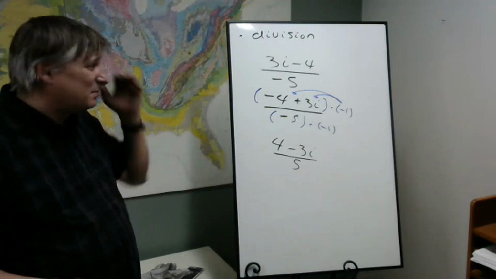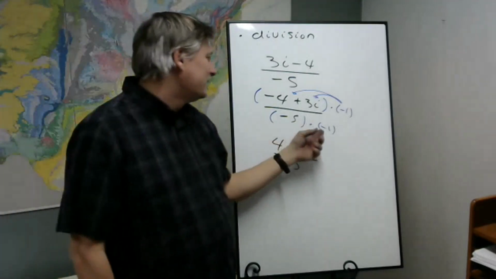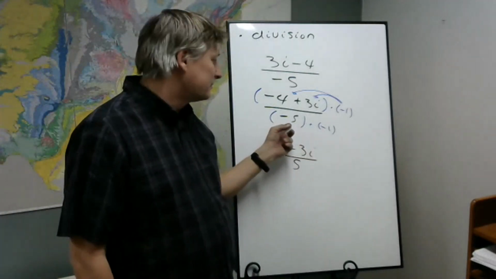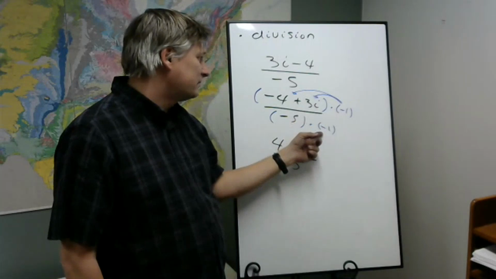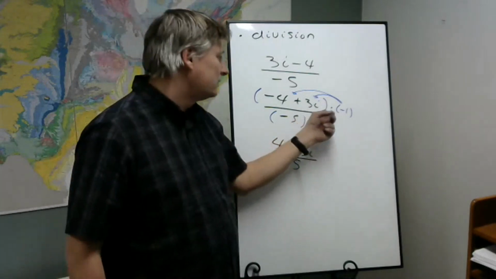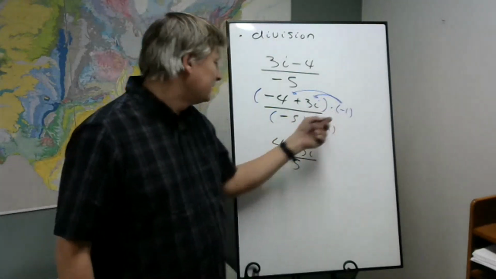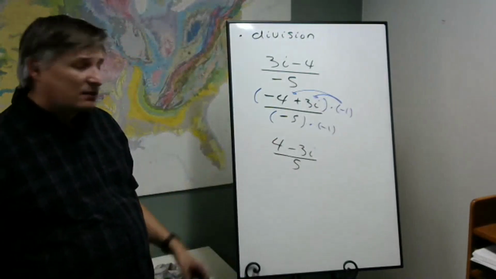So you'll see this done in the book. They'll want you to multiply. If you have a negative in the denominator, multiply by -1. Of course, what you do to the bottom, you've got to do the same thing to the top. And that's what you're going to get.